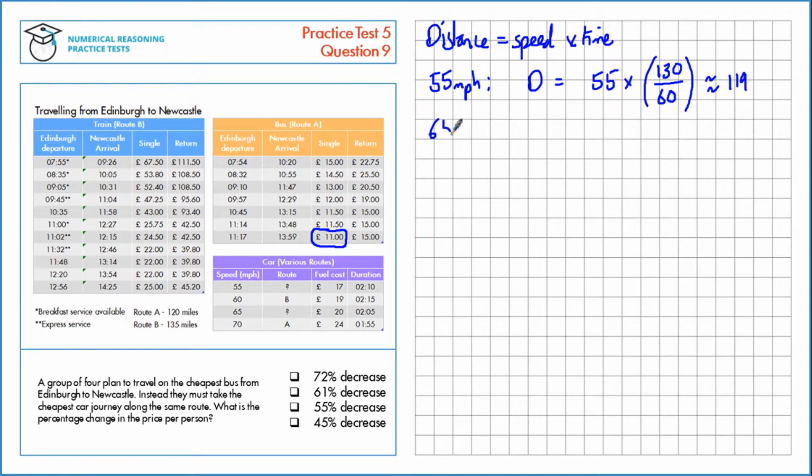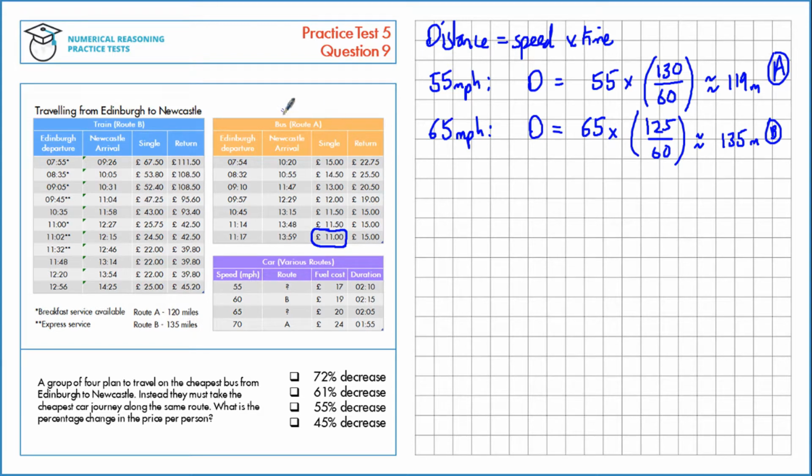Do the same for the 65 mile per hour car. Distance is 65 times the time it took, which in this case is 125 minutes over 60, which is approximately 135 miles. So we can compare these here. Clearly this one is route A with some rounding errors, and this is route B.